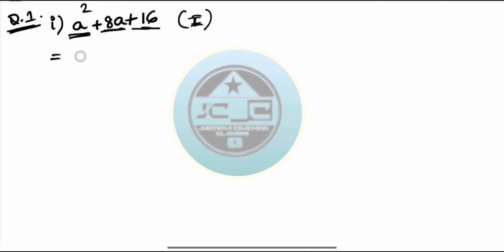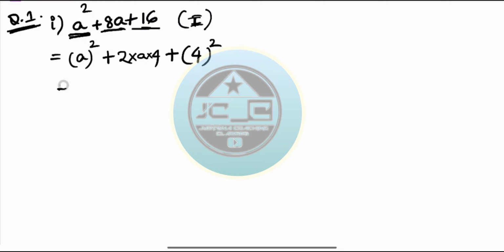How is it happening? The first term is a square, which is the square of a. Since we use identity 1, leave the middle term 8a aside, and 16 is the square of what? 4 square. So in the place of a we have a, in the place of b we have 4. So simply twice, 2 into a into 4, that is 2ab. Clear? 2 into 4 is 8, 8 into a is 8a.